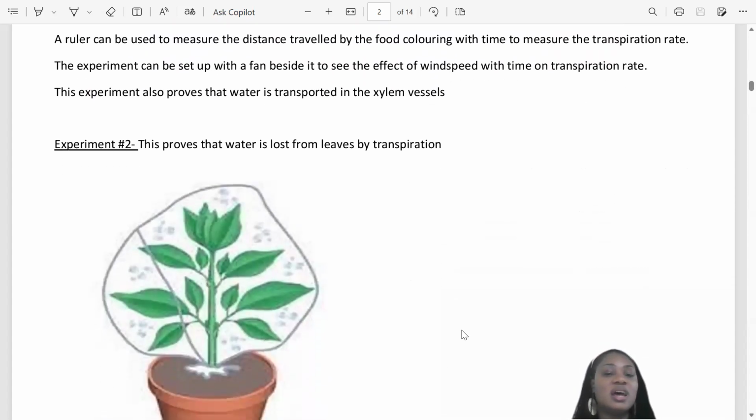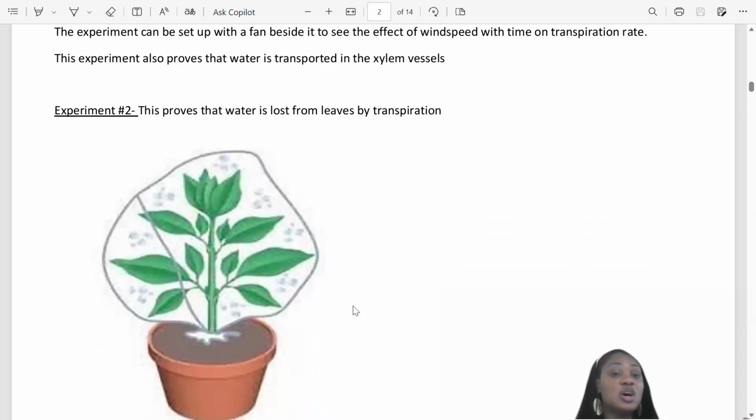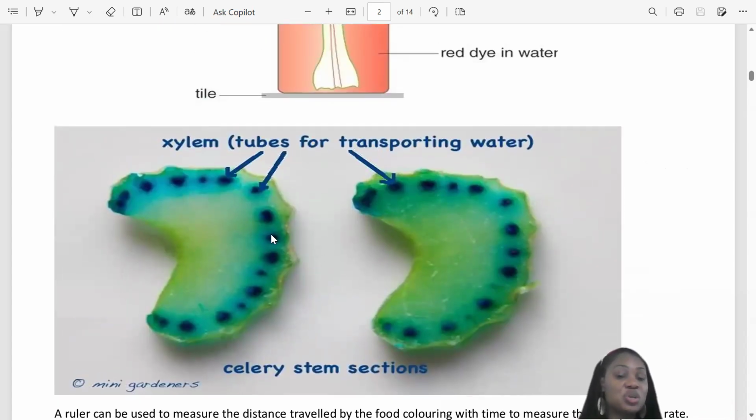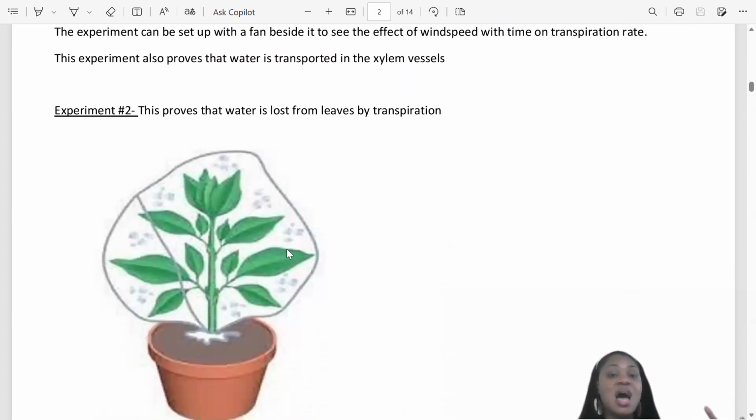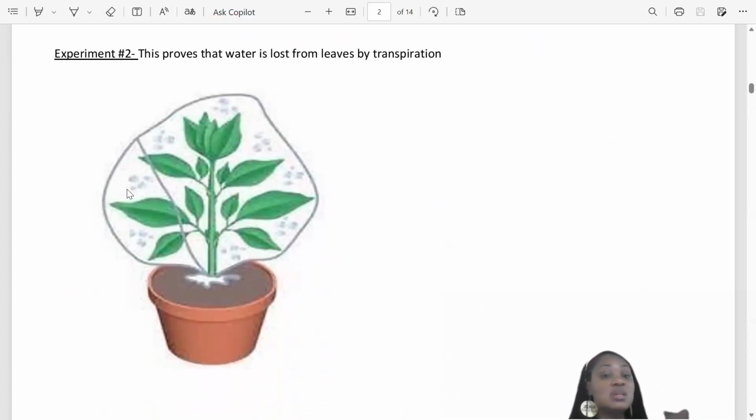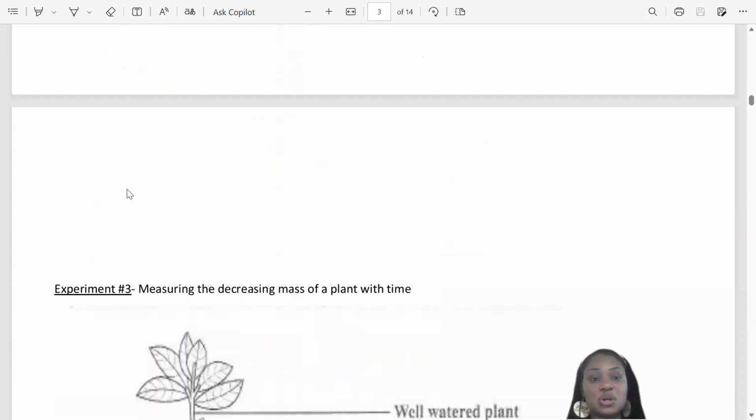Another experiment to prove transpiration occurs in a plant is that you could get a potted plant and cover it with a plastic bag. After some time, you're going to see droplets of water in the plastic bag. The only way droplets of water could reach the plastic bag is that water must have been evaporating from the leaves and then collecting in the bag. So this is another way to prove that transpiration occurs.